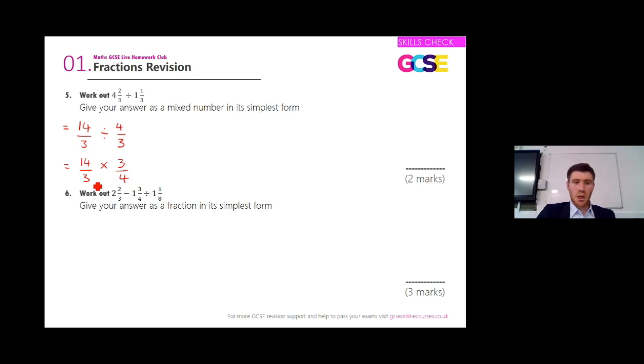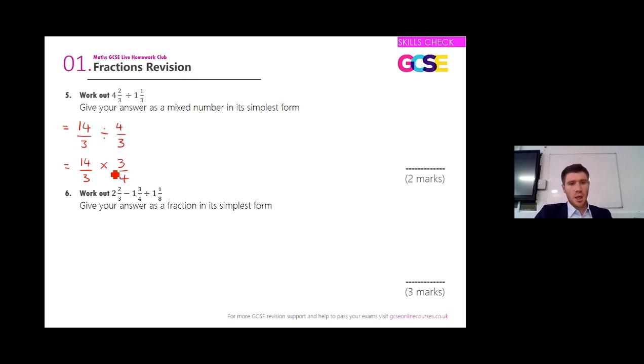Okay, so the way in which we try and memorize it in my classes is keep, flip, change. So keep the first fraction the same, flip the second fraction, and change the sign. The opposite of divide is times. Keep, flip, change, or KFC. Okay, my favorite kind of chicken. So 14 over 3 times 3 over 4.